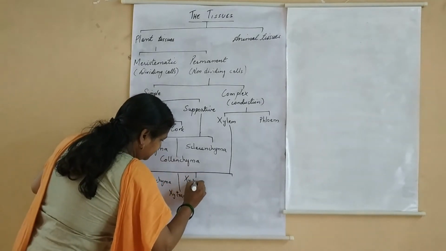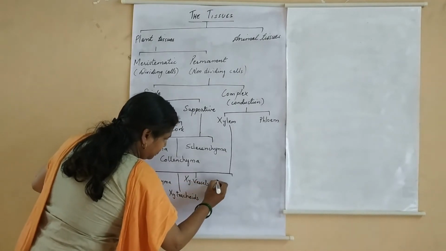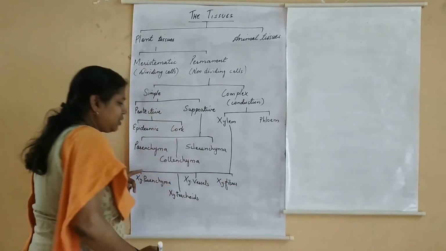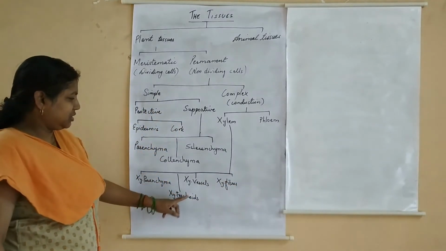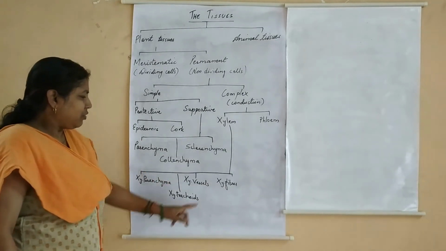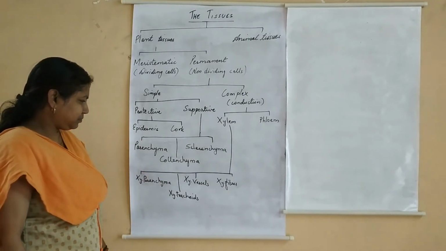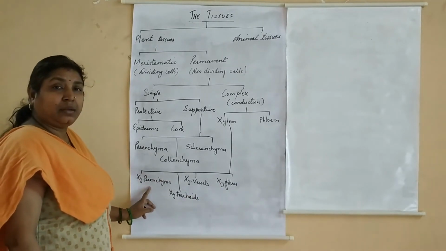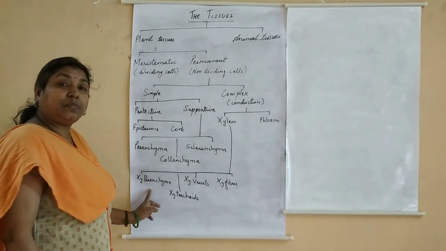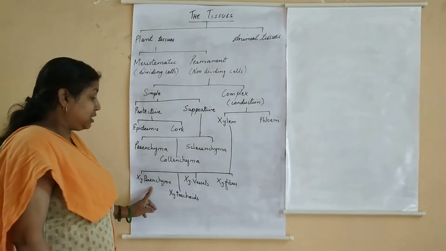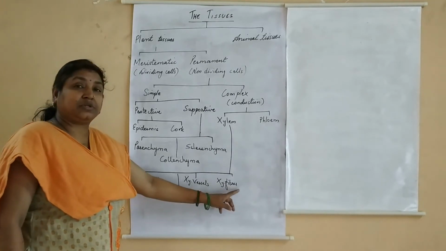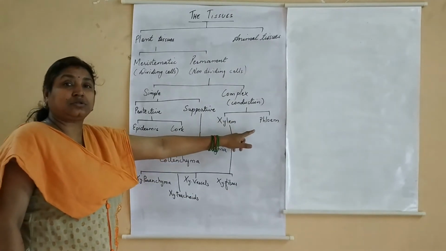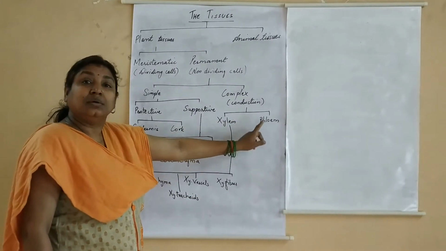Xylem vessels and xylem fibers. So xylem parenchyma, xylem tracheates, xylem vessels and xylem fibers. Out of all this, except xylem parenchyma, which is made up of living parenchyma cells, xylem tracheates, vessels and fibers are made up of dead sclerenchymatous cells. In the same way, phloem is also made up of parenchymatous and sclerenchymatous cells.